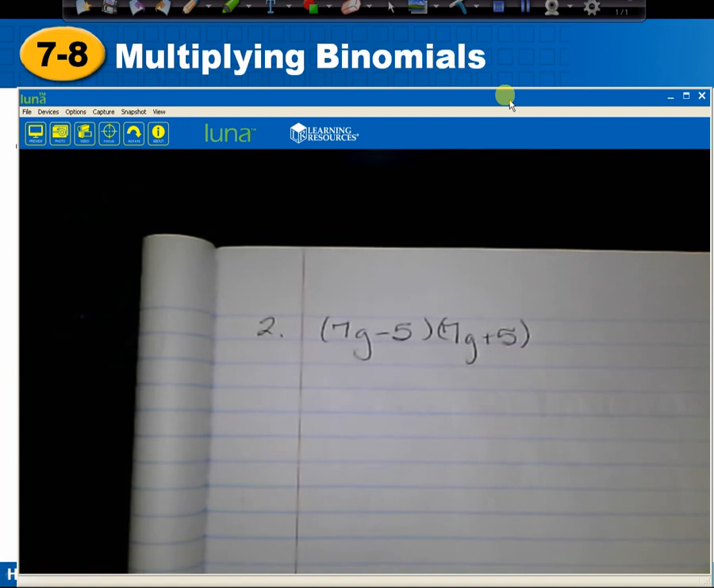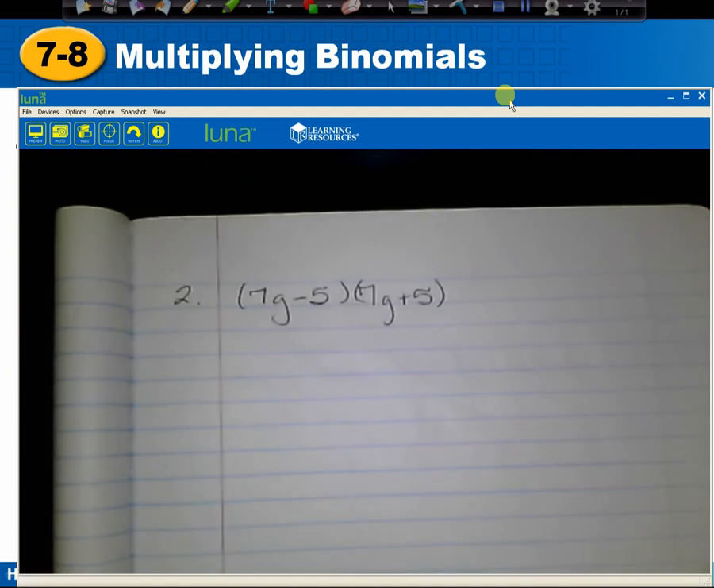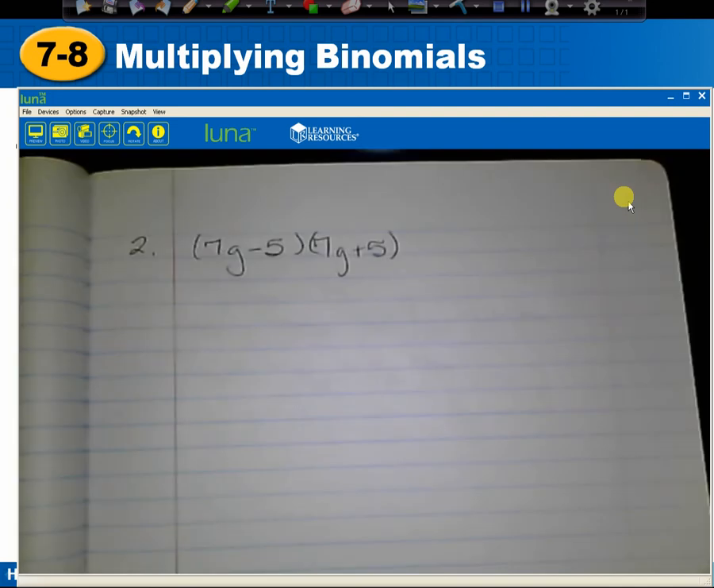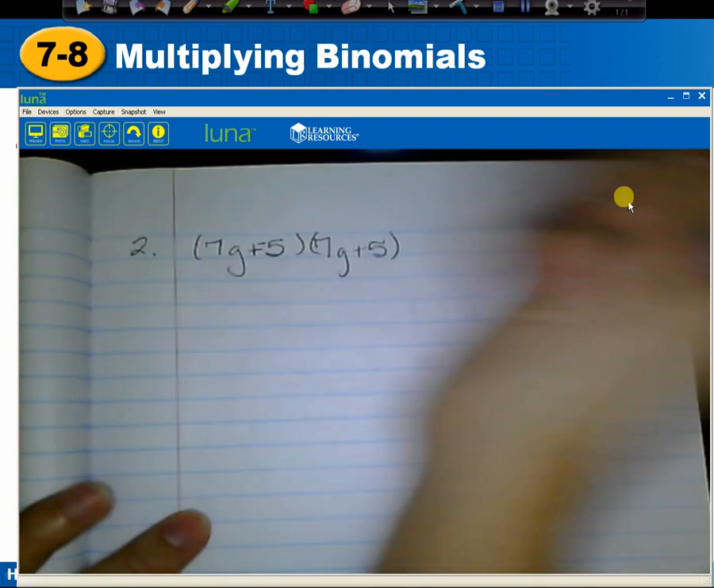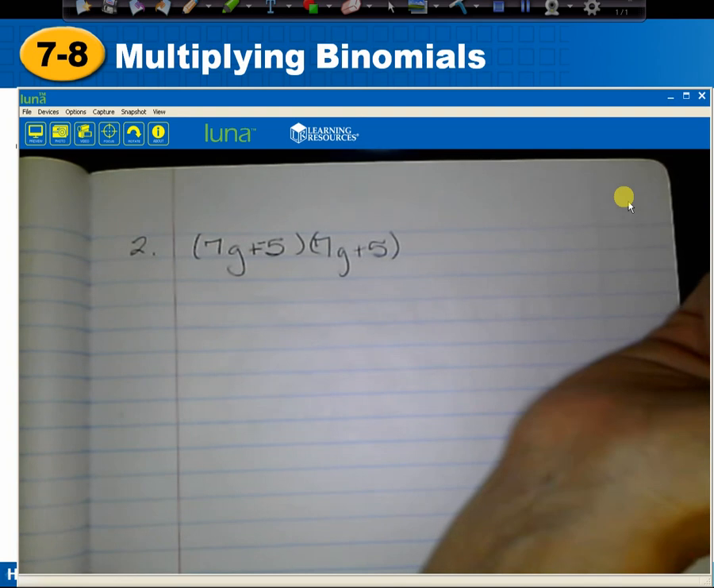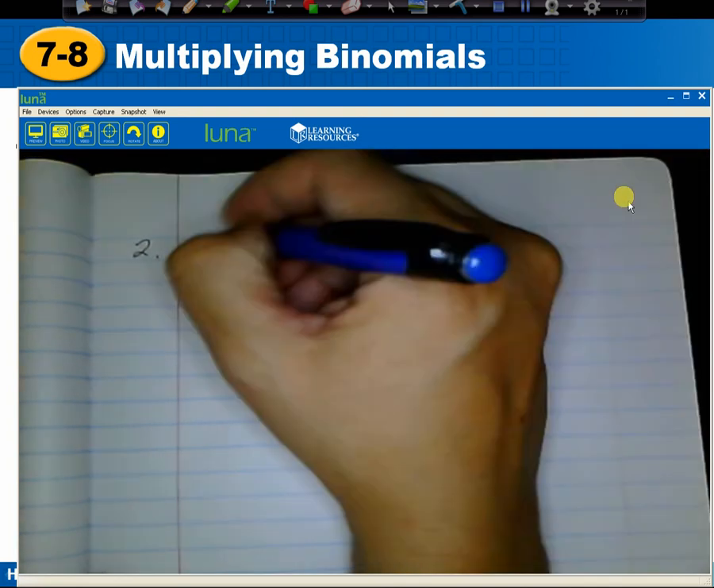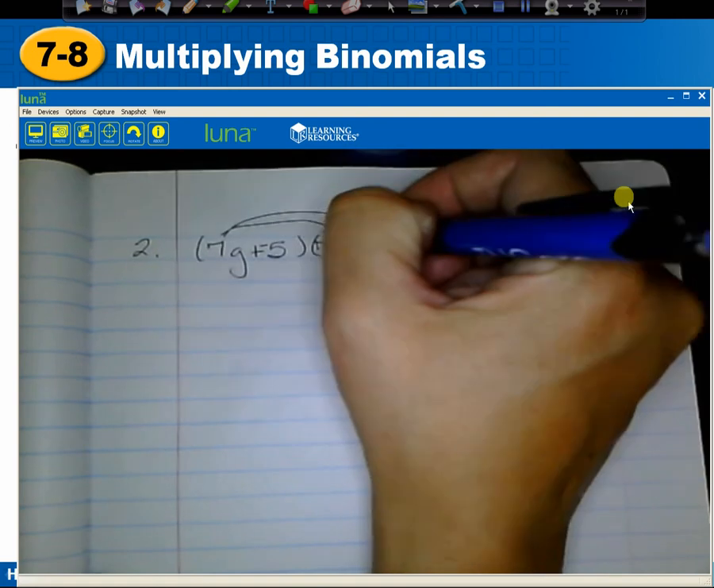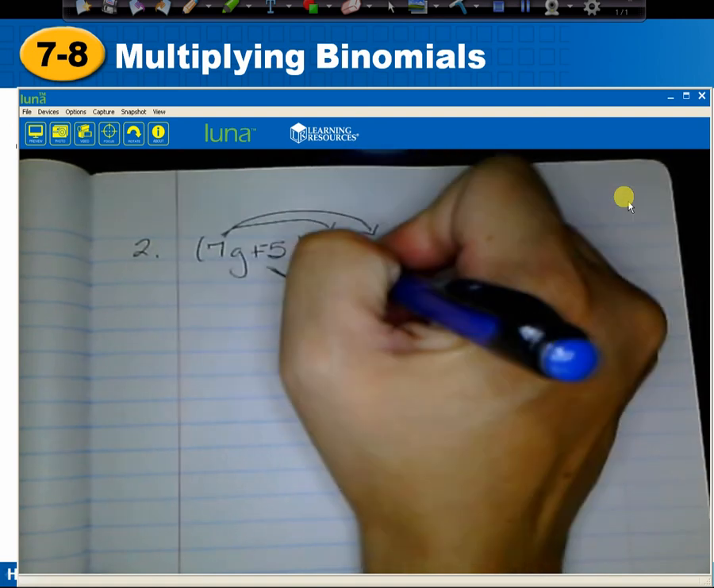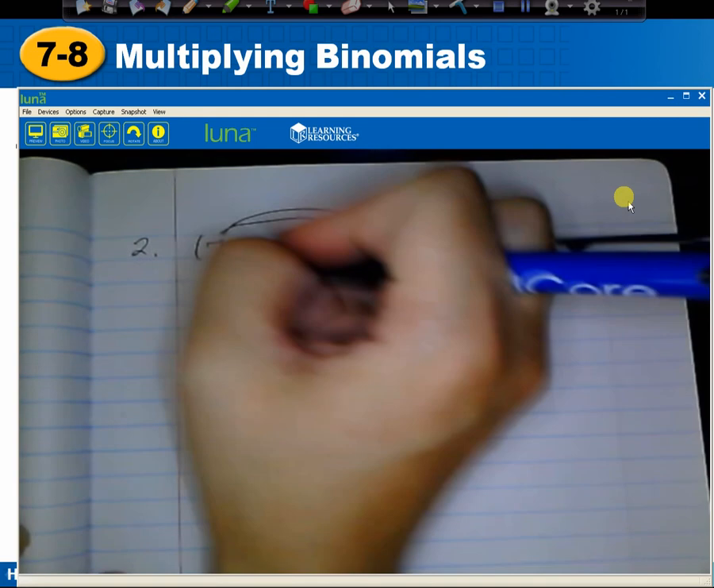We're going to look at example number 2. It's 7g minus 5 times 7g plus 5. So get down this problem, 7g minus 5 times 7g plus 5. First thing we're going to do is add our opposite and draw our arrows. So instead of it being 7g minus 5, it becomes 7g plus a negative 5. Now I'm going to multiply my 7g times 7g, my 7g times 5, my negative 5 times 7g, and negative 5 times 5. And I'm going to rewrite these out.